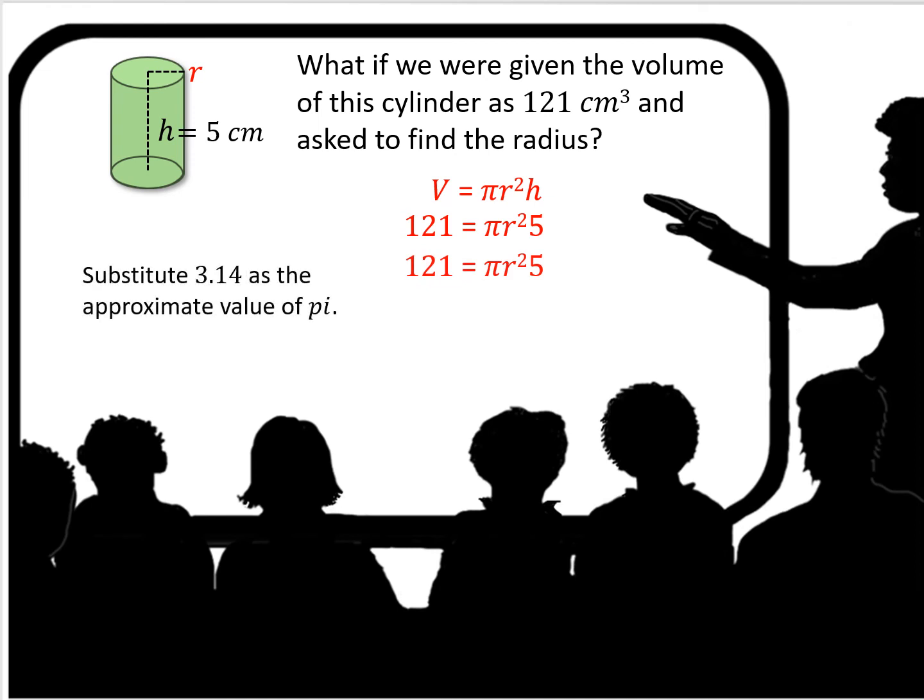Now we're going to substitute 3.14 as the approximate value of pi. And I end up with 7.71 equals the radius squared. I'm looking just for the radius. So what do I need to do? I need to take the square root of 7.71. And with my handy dandy calculator, I get 2.78 centimeters is the radius.